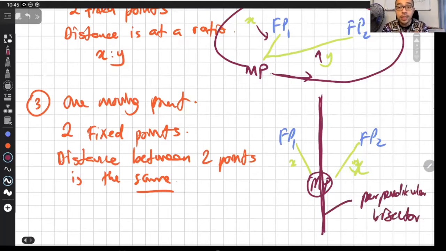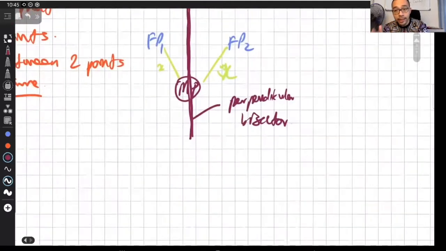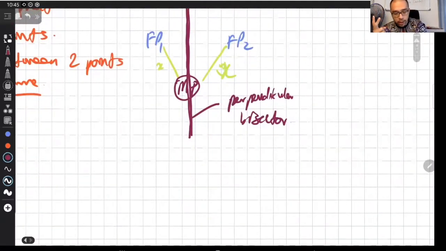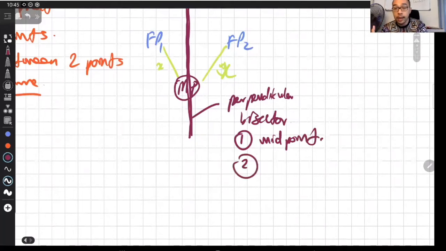Okay, so this is the only locus which is a straight line. A perpendicular bisector. Now, when you talk about perpendicular bisector, you need to think about two things. Number one, you need to think about the midpoint, how to calculate the midpoint. And number two, how to get the equation of a straight line.